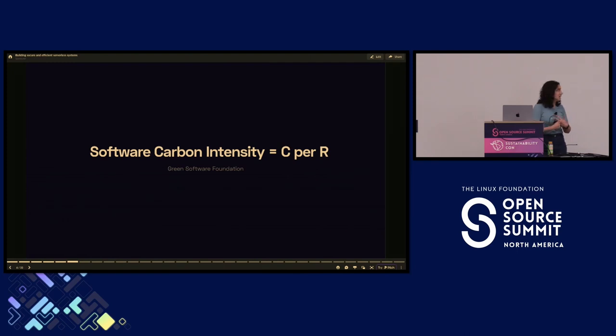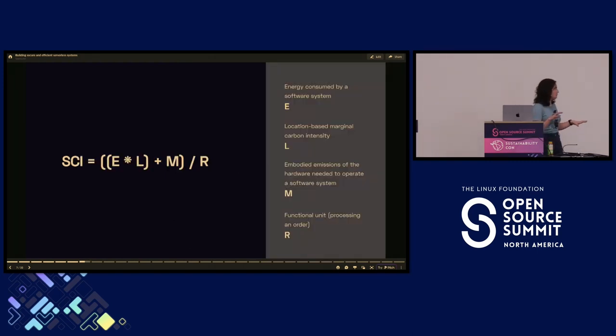So on that note, how do I measure software carbon intensity? The Green Software Foundation actually has a formula for this, which is great if you want to evaluate your own software. In its simplest reduction, it's really just how much carbon am I creating for each functional unit of my application. That may be processing an order. And if we expand that out, this is the full formula. Software carbon intensity is the energy consumed by the entire system times the location-based marginal carbon intensity. In the cloud, where we have all these different regions, you can use more sustainable sources of energy. So one way to make your software more sustainable is by moving it to a different region that uses cleaner energy. So we're multiplying it by that factor.